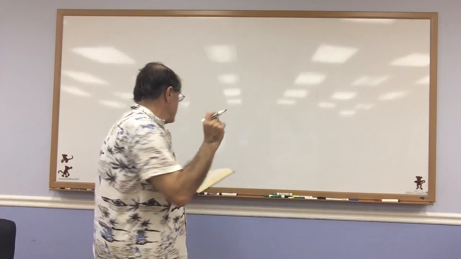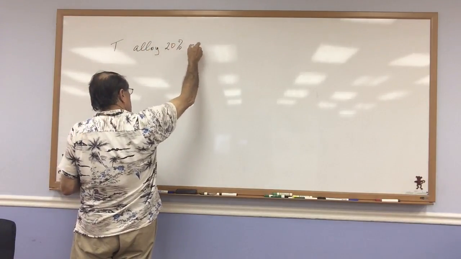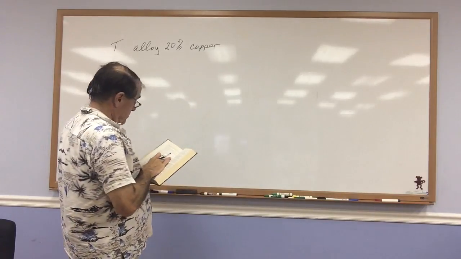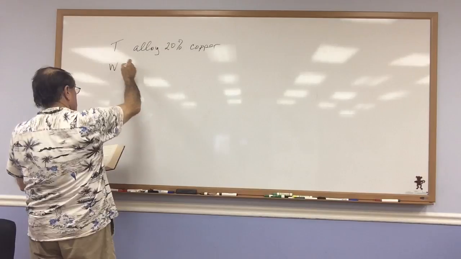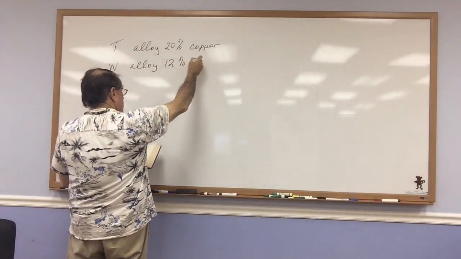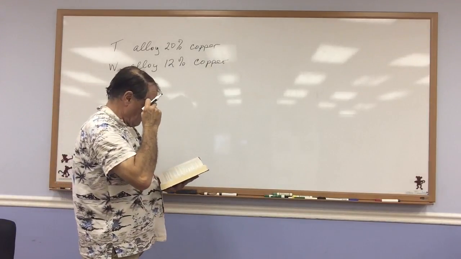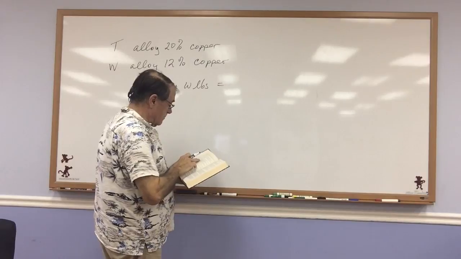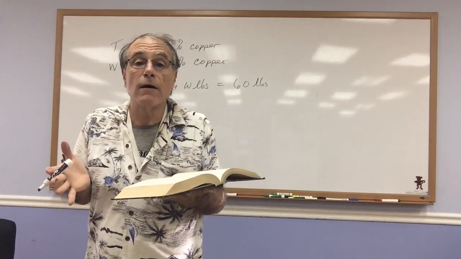Now, this is a little tricky question. I've got two alloys. One alloy has 20% copper. I will call that T. So this is the alloy that's 20% copper. Another is 12% pure copper. I'll use W, and this is the alloy that is 12% copper. Now I'm going to combine them together, so I need some T pounds, and I need W pounds, because the problem says I want 60 pounds. Well, that's the how many equation. How many pounds of each?